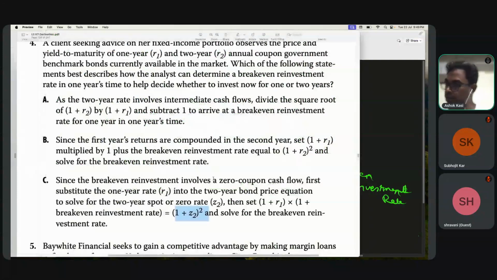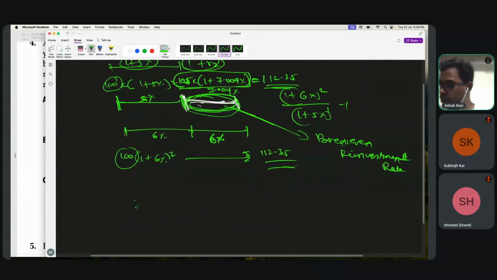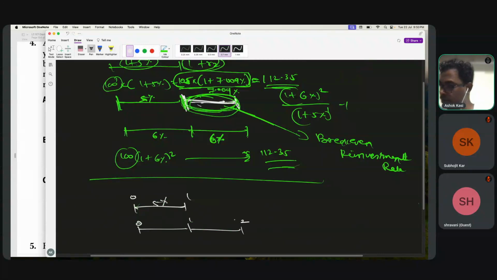Okay, now see, the question is, why have they used the bond price equation? See, this itself you can consider as the bond. Okay, this way also you can compare. Otherwise, there is one more way. So one more way is, if I write this again, this is for 1 year, which is 5%, and this is for 2 year, which is 6%.